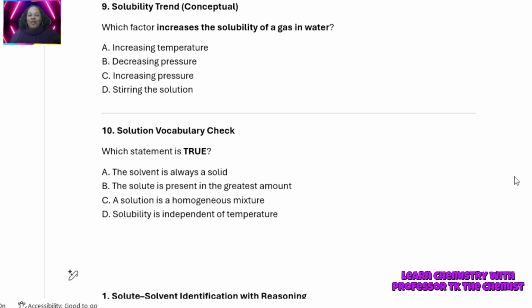So I'm going to give y'all a moment to think about it. So I do see one answer in the comment box. What does everybody else have? For number 9. Again, what factor increases the solubility of a gas?